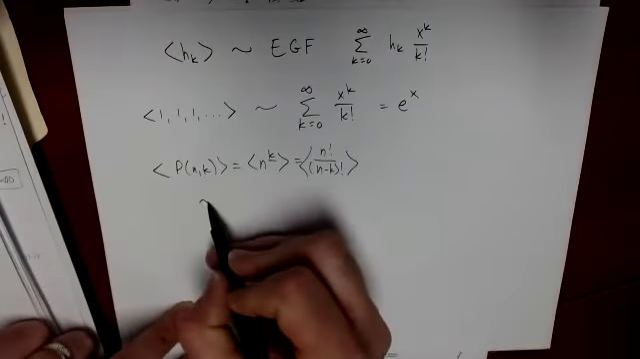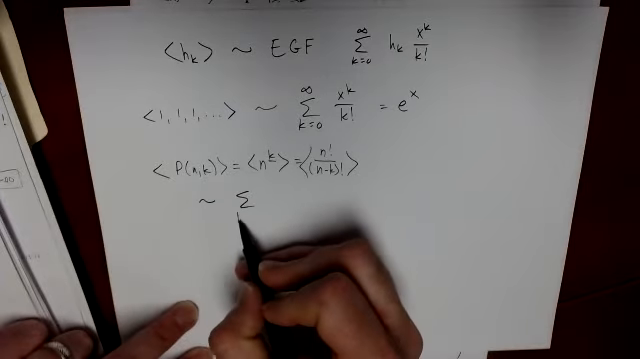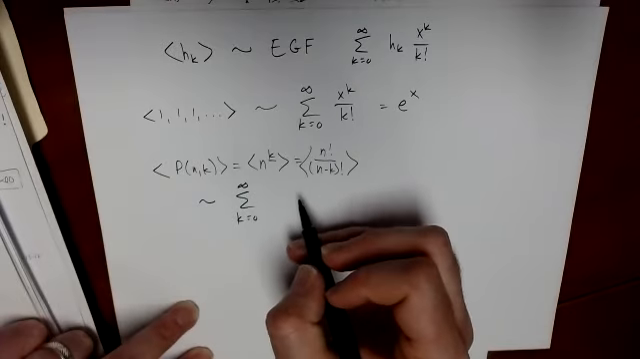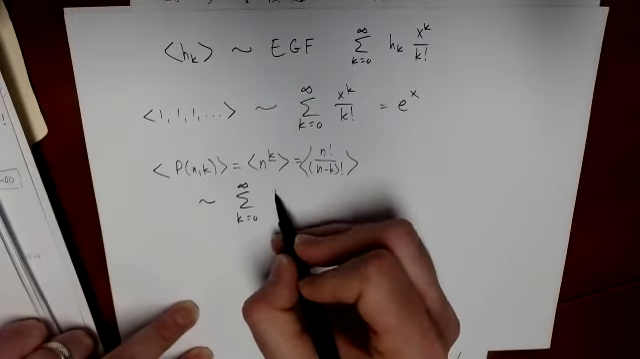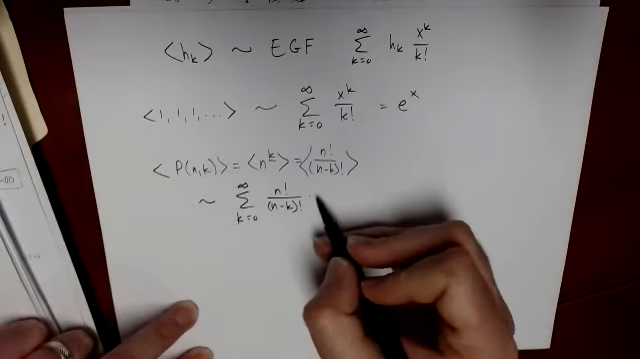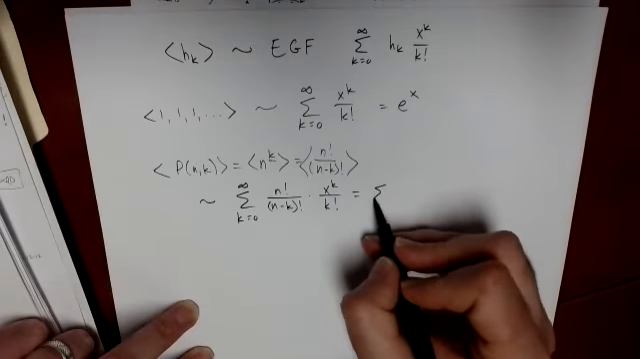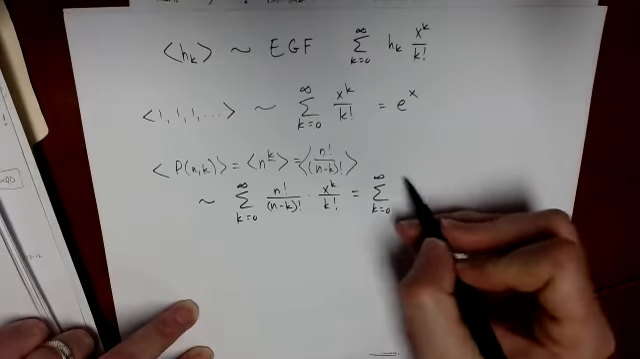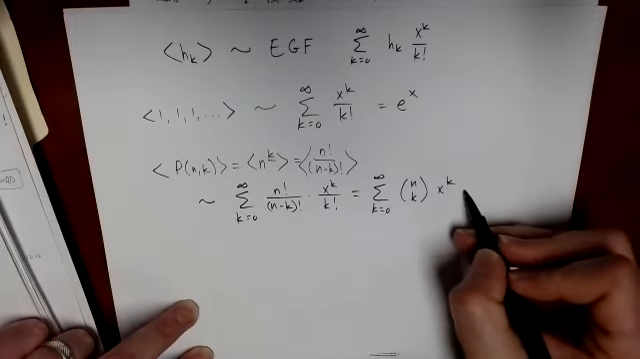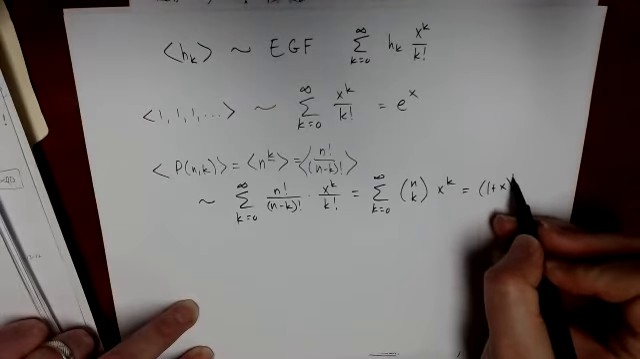So that's going to correspond to the sum. This is the notation that I'm going to use here inside my sum. The sum as k goes from 0 to infinity of n factorial over n minus k factorial times x to the k over k factorial. This is the sum as k goes from 0 to infinity of n choose k, x to the k, which is (1 plus x) to the n.